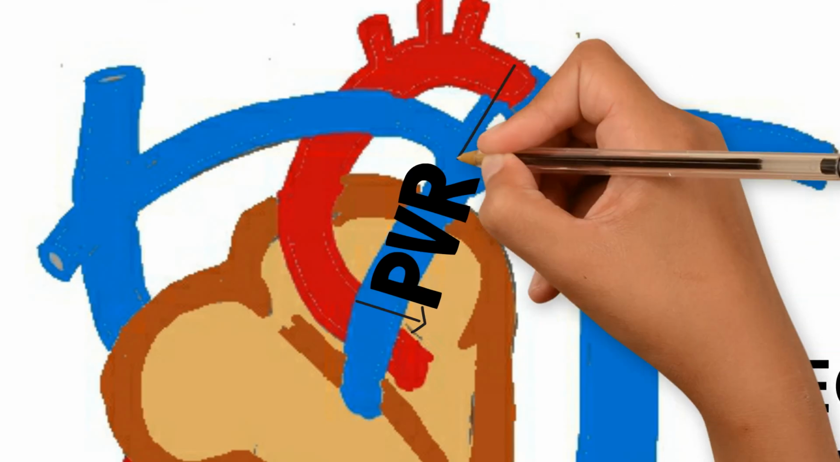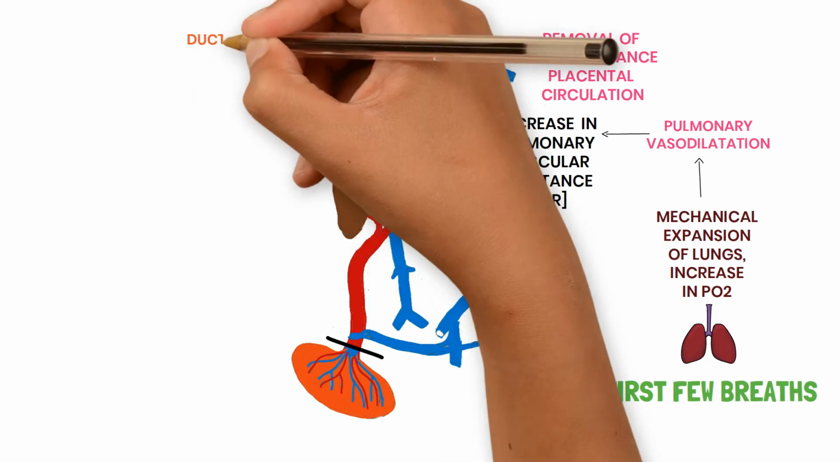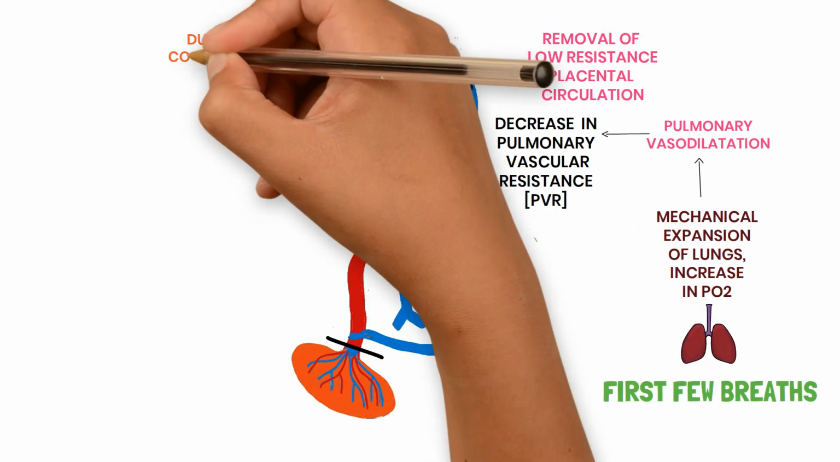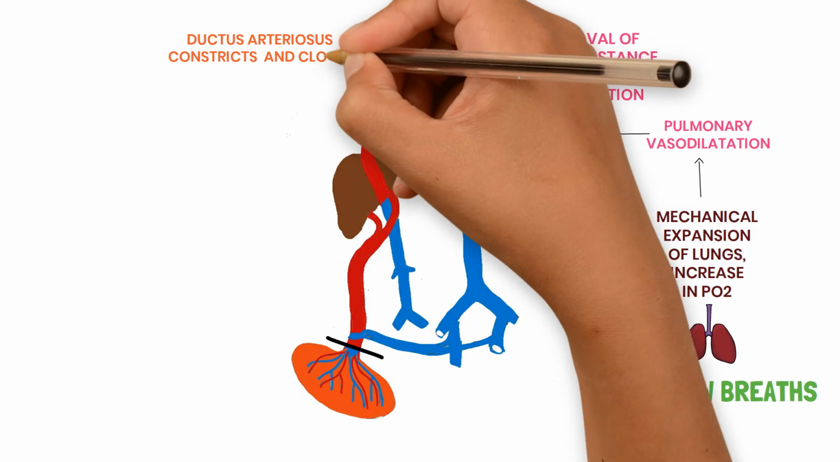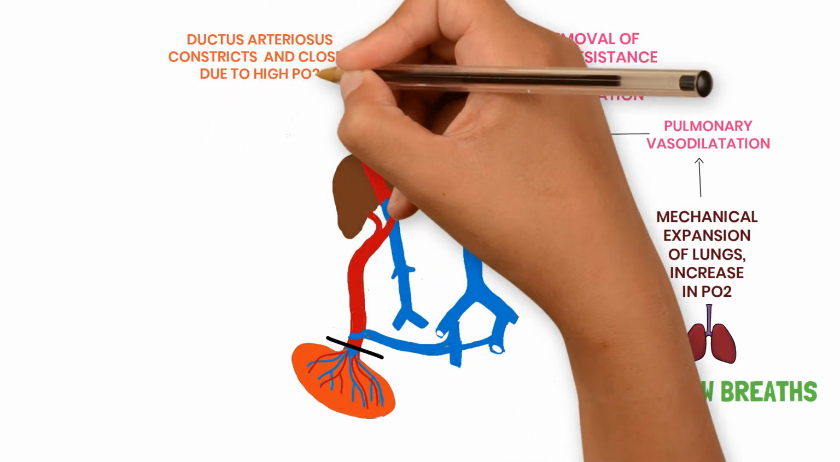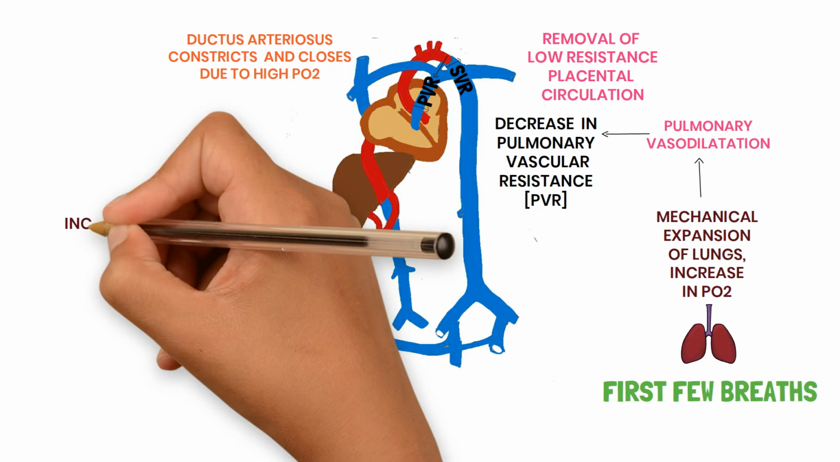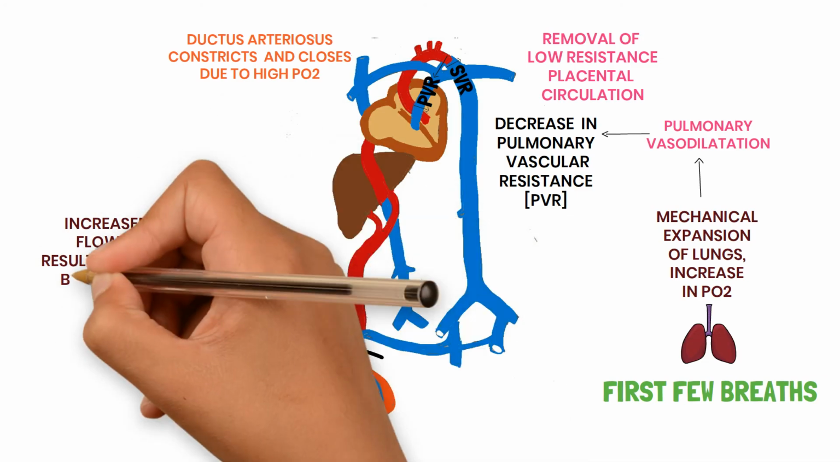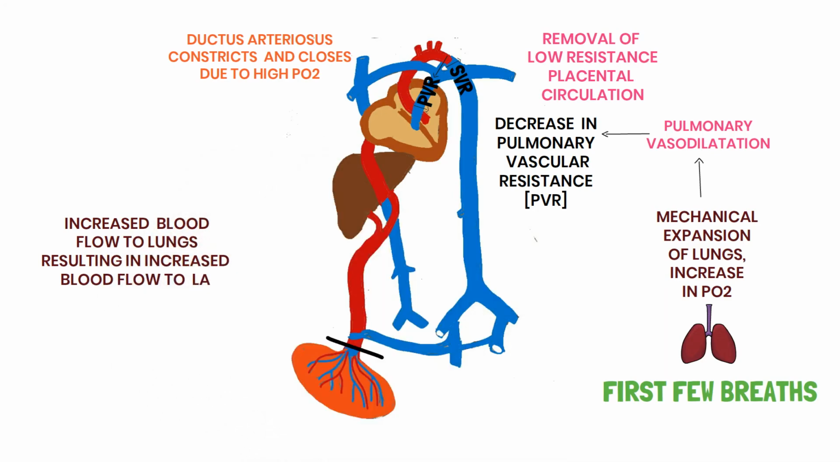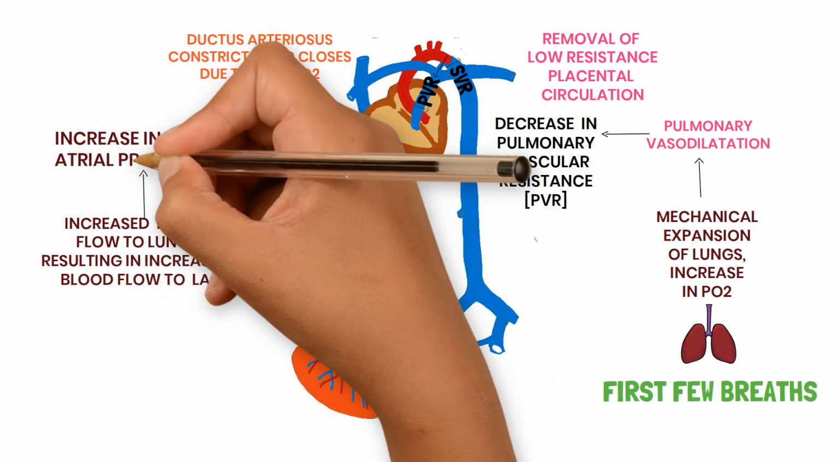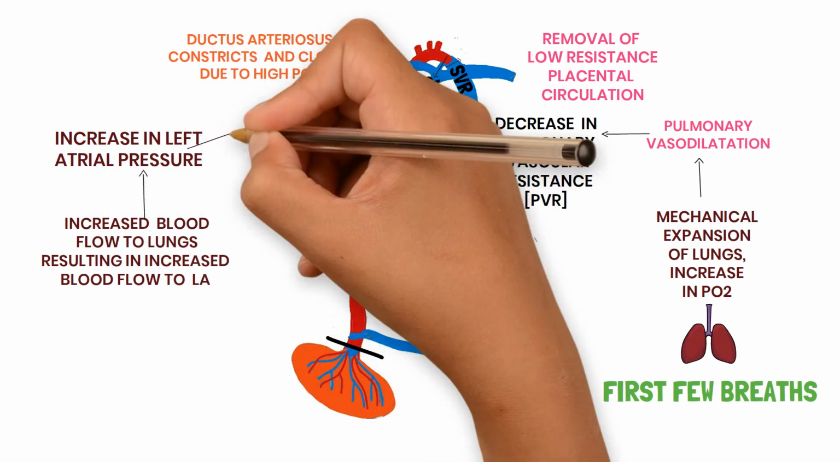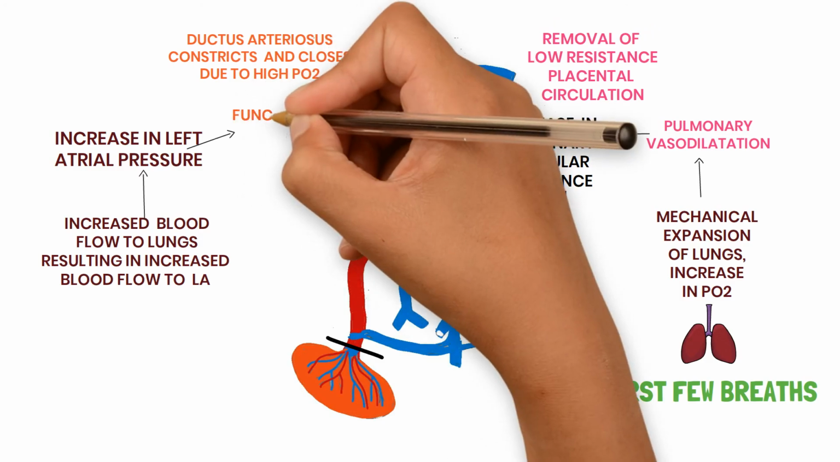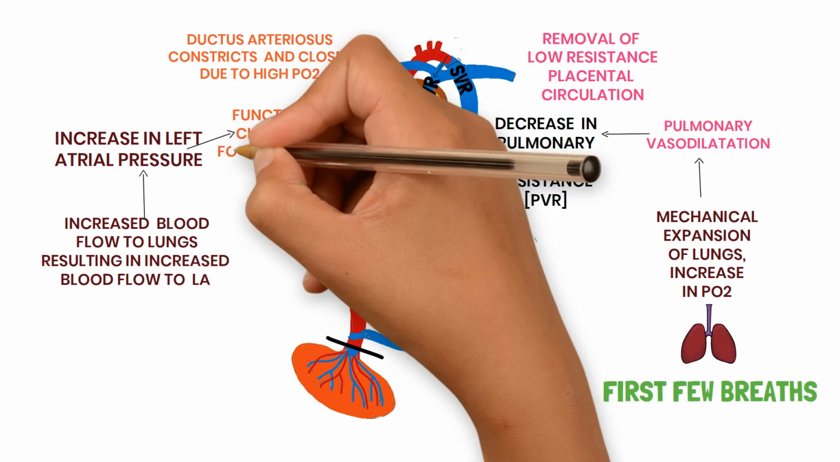So this causes reversal of flow through ductus arteriosus, blood flowing from aorta to pulmonary artery. But eventually ductus arteriosus constricts and closes due to high PO2. And there is increased blood flow to the lungs, resulting in increased blood flow to left atrium through pulmonary veins. This causes increased left atrial pressure more than right atrial pressure. So this causes functional closure of foramen ovale.